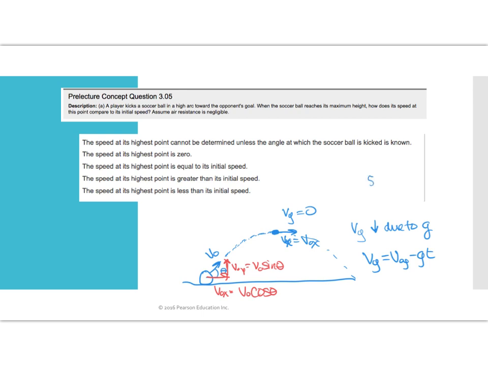The speed is just the magnitude of the velocity, which would be looking at the x component and the y component and taking the square root of the sum of their squares. So what happens is its initial speed is the v naught, but its speed at the top is just the v naught x. So the speed at the highest point is going to be less than the initial speed because of that.